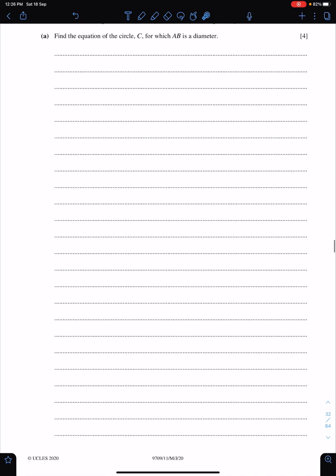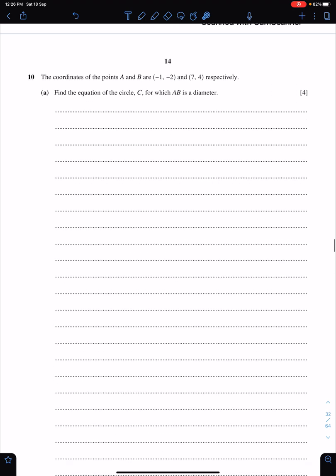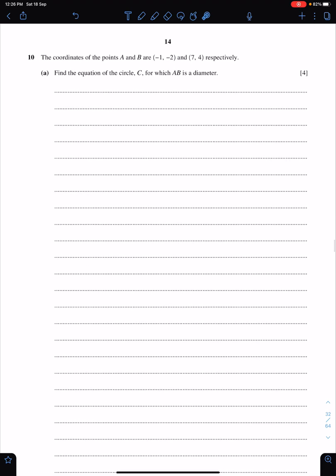Next question is from June 20, paper 1. The coordinates of the points A and B are this and this. Find the equation of the circle C for which AB is a diameter. This is so simple. You just need to make a rough sketch.